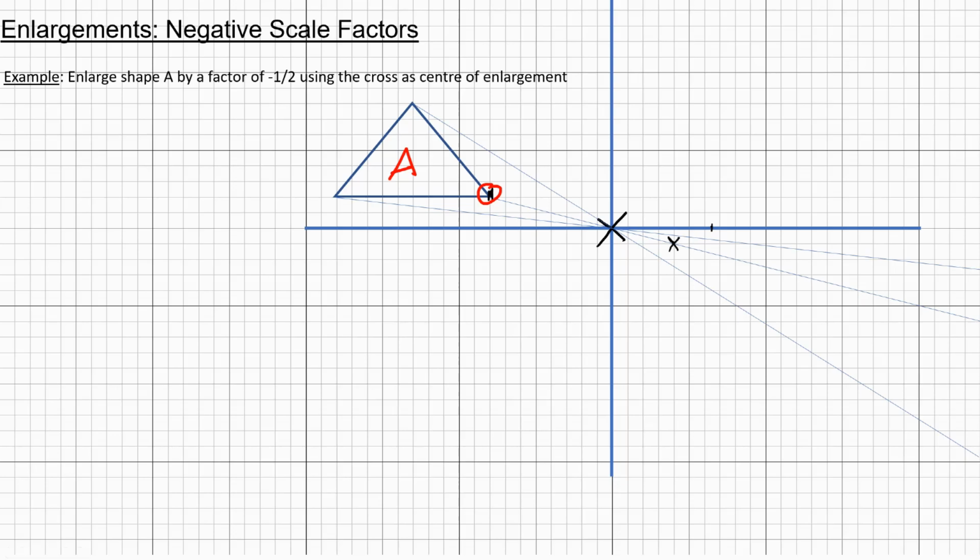And then to get to the other points, I just need to do the same thing. So my enlarged shape should be there.